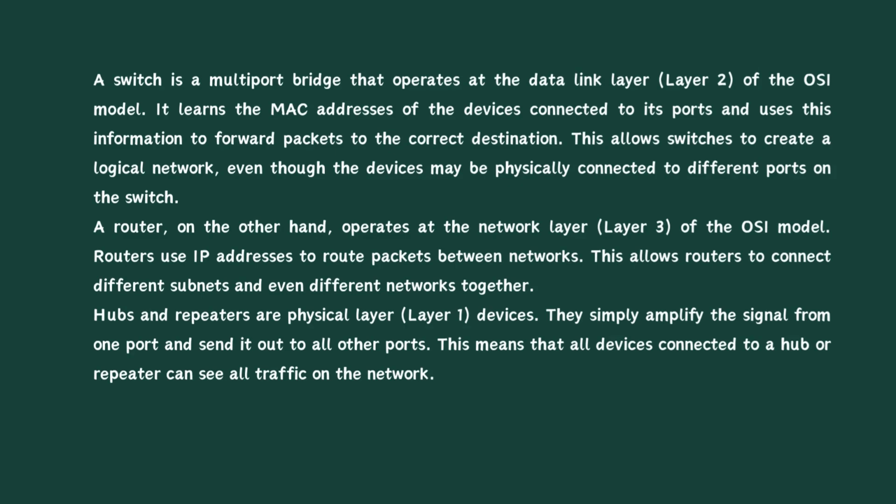Routers use IP addresses to route packets between networks. This allows routers to connect different subnets and even different networks together. Hubs and repeaters are physical layer, Layer 1 devices. They simply amplify the signal from one port and send it out to all other ports. This means that all devices connected to a hub or repeater can see all traffic on the network.